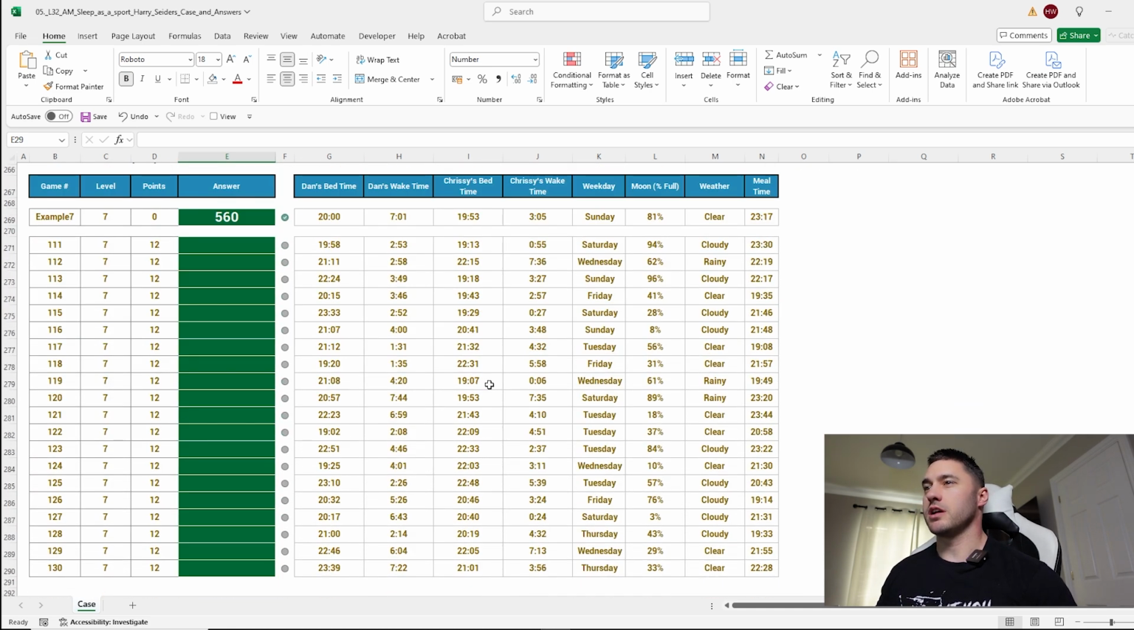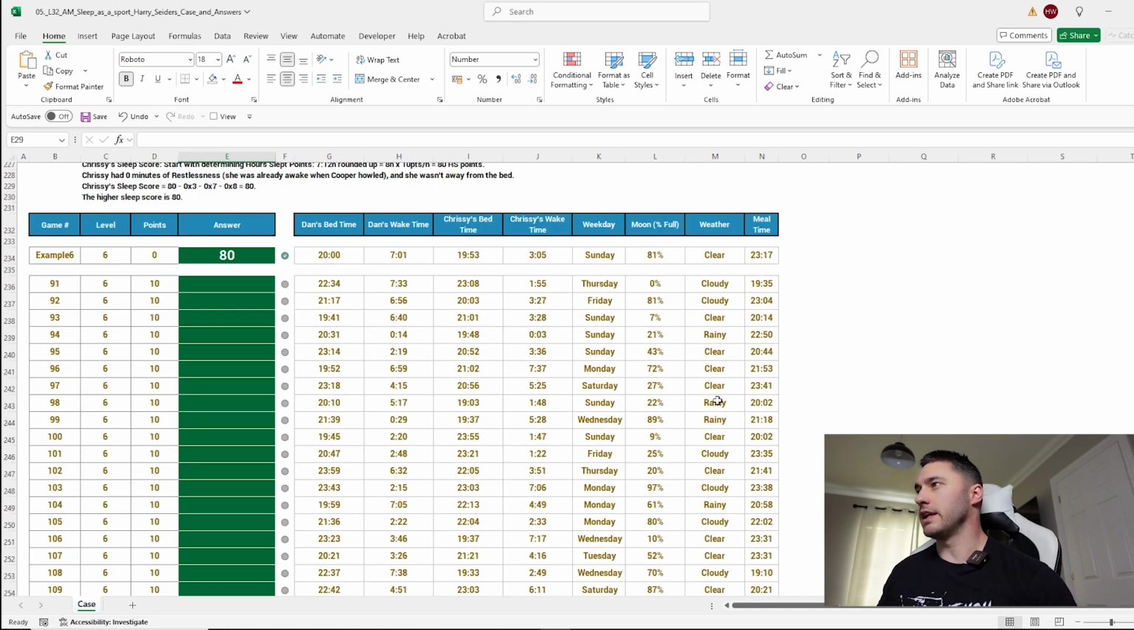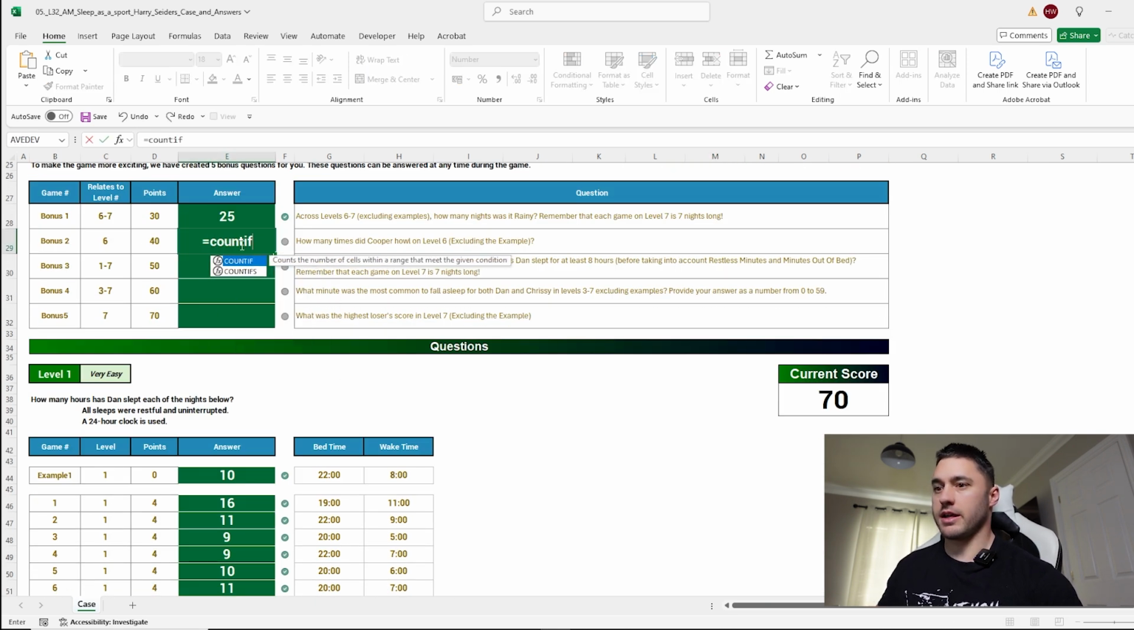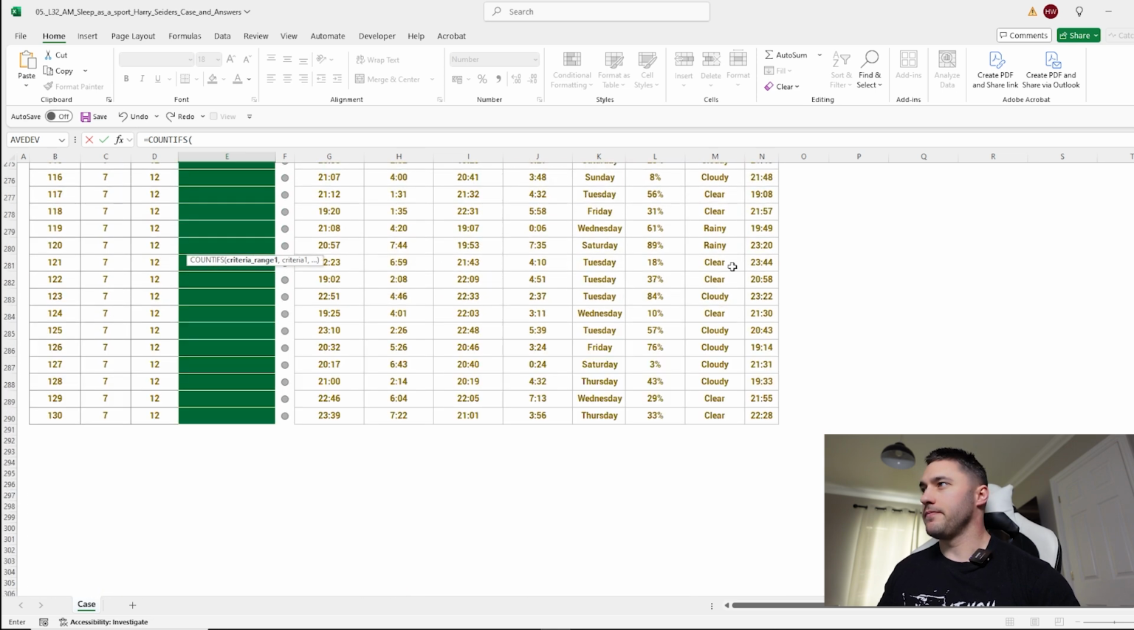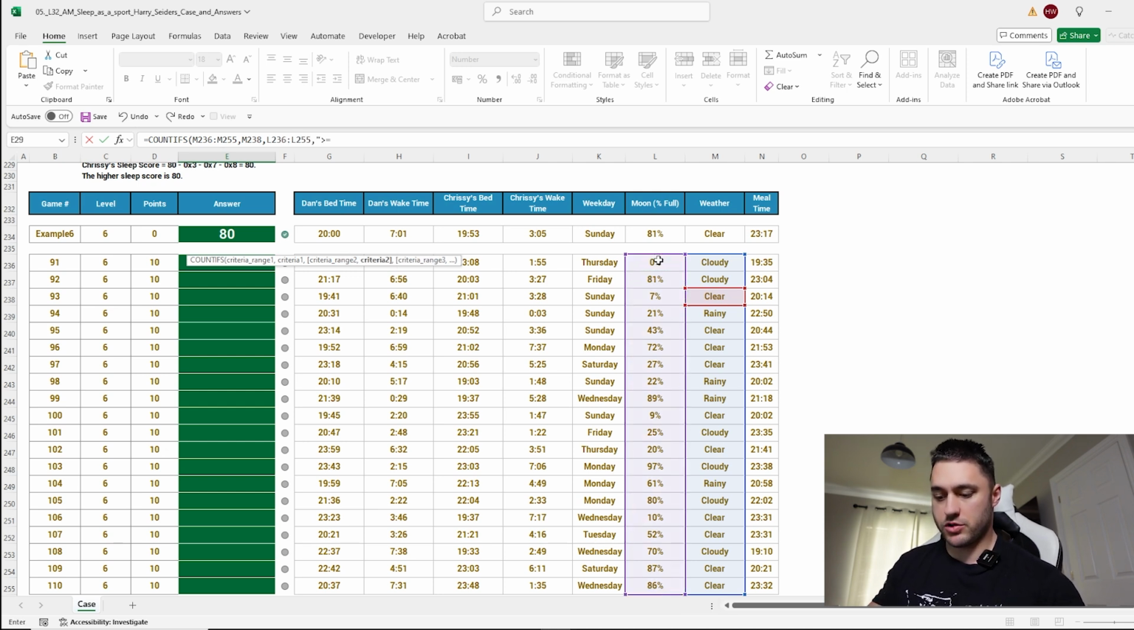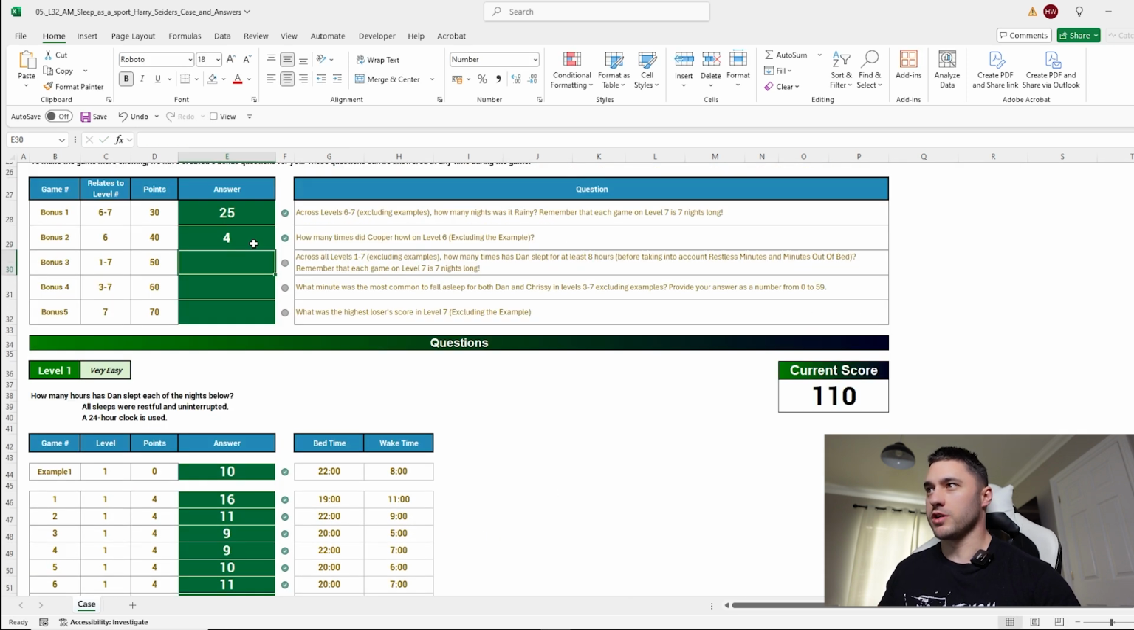How many times did Cooper howl on level 6? On level 6, he howls when it's clear and the moon is more than half full. So that's just going to be another COUNTIFS. This says clear, and the moon phase is greater than or equal to 0.5, and that is 4 times.